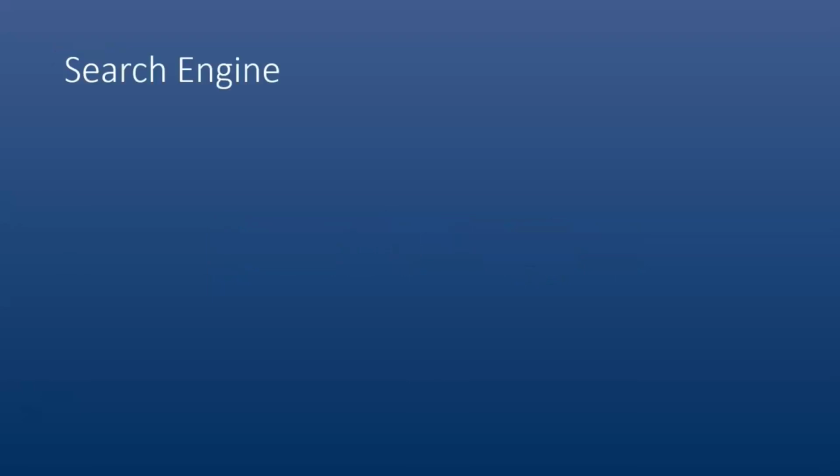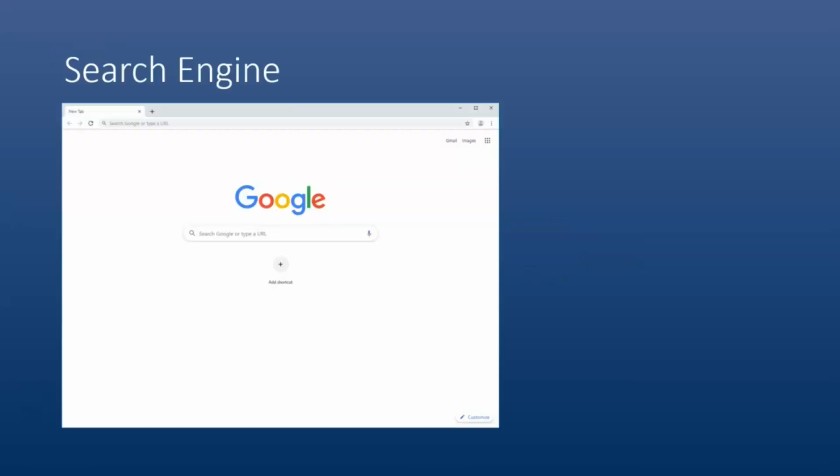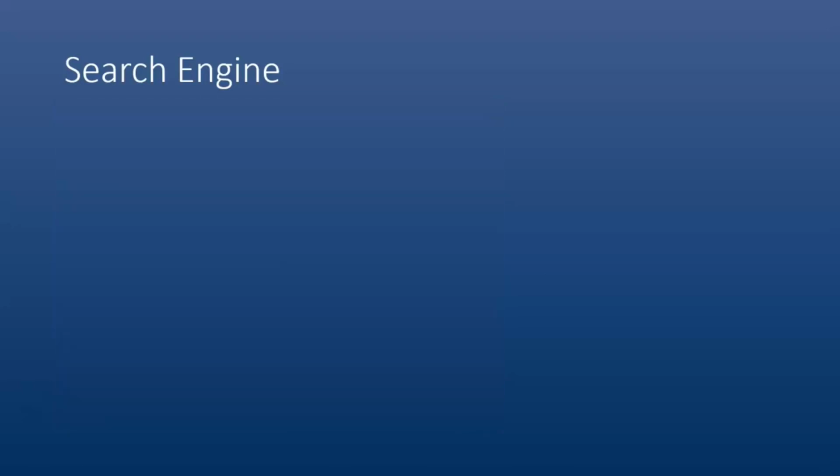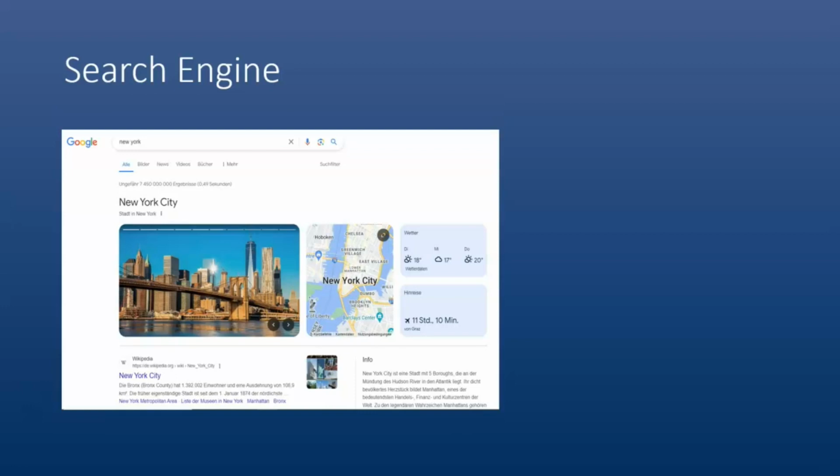Search engine. A search engine is a website that allows users to search for information on the World Wide Web by entering search terms. The search engine provides results such as web pages, images, videos, and maps, as shown here when searching for the term New York. Search engines also contain sponsored advertisements since companies are keen on being displayed at the top of search results.